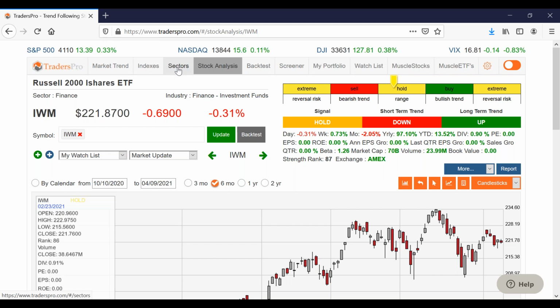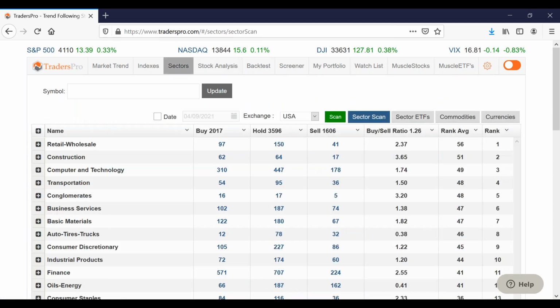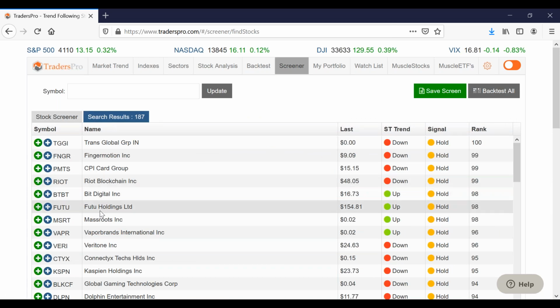All right, so let's look at our sectors here. And I'd mentioned one on Tuesday under business services. I still like it. It was Futu Holdings, FUTU, 98 strength rank, hold signal.